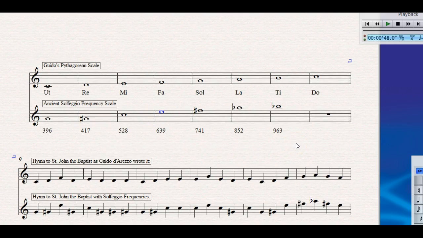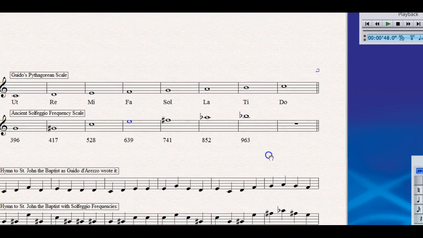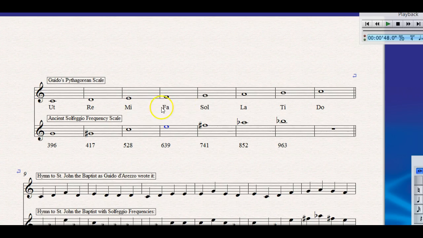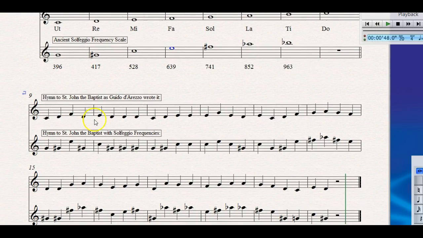Okay, so basically, in a nutshell, if you take this scale that Guido used, which is up here, and you compare it to the ancient solfeggio scale, you can visually see the difference, and that there are quite large leaps in the ancient solfeggio scale, which there's absolutely no way that you're going to find in the hymn to St. John the Baptist. Because number one, we know that Guido wrote it this way, and this is how it was sung, because he invented musical notation, and we're still using his form of notation today.